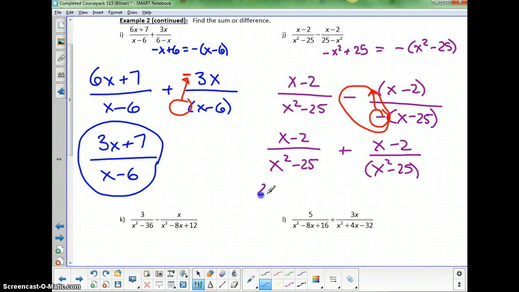So now we'll combine our like terms. x plus x is 2x, minus 2 is minus 4, over x squared minus 25, and then lastly, just factor the 2 out on the top, it'll be 2 times x minus 2 over x squared minus 25.